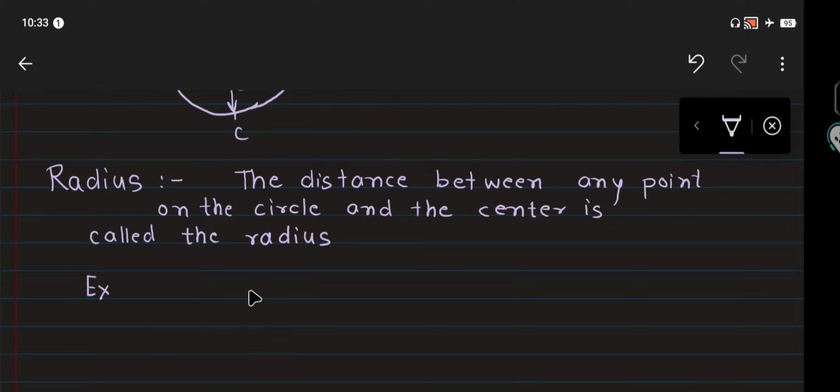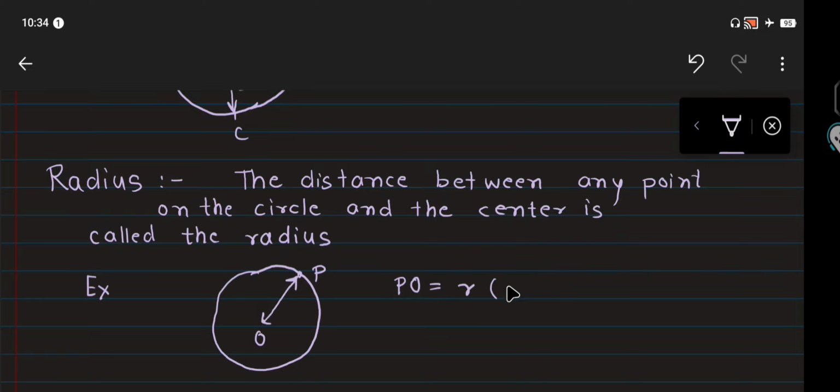So, for example, this is a circle, and this is the center O, and let's take any point on the circle. Let's say it is point P. So the distance between this center O and this point P on the circle is called the radius. So this distance PO is called the radius.